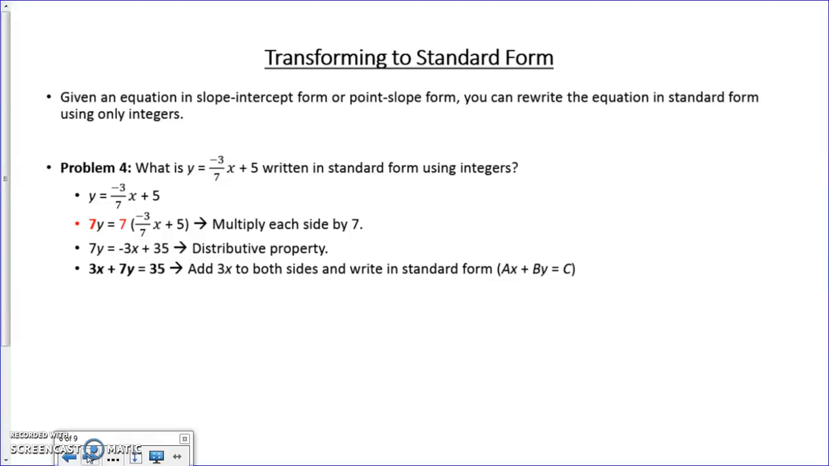Transforming to standard form. Given an equation in slope-intercept form or point-slope form, you can rewrite the equation in standard form using only integers. Problem 4. What is y equals negative 3 over 7x plus 5 written in standard form using integers? This equation is in slope-intercept form. So what we would do first is multiply each side by 7. We would use the distributive property to simplify: 7y equals negative 3x plus 35. All we would have to do to put this in standard form is add 3x to both sides, and we get the equation 3x plus 7y equals 35.